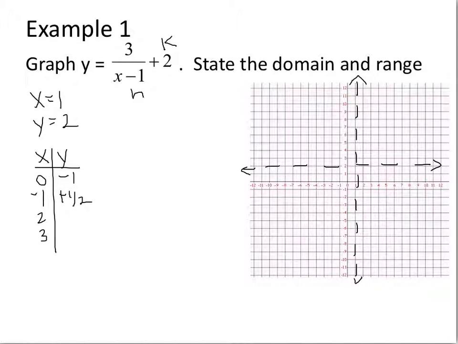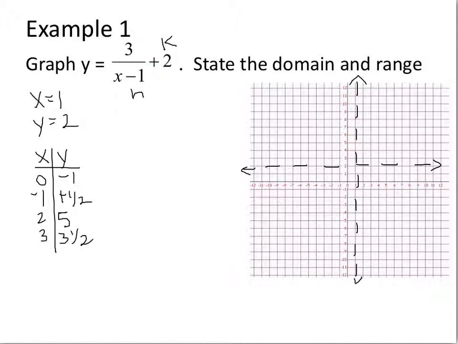All right, so now we have 2. I'm going to take this 2, and I'm going to plug it into the function. 2 minus 1 is 1. 3 divided by 1 is 3, plus 2 is 5. All right, and then I'm going to take 3. I'm going to plug it in, so 3 goes in here. So 3 minus 1 is 2. 3 over 2 is 1.5. 1.5 plus 2 is 3.5.